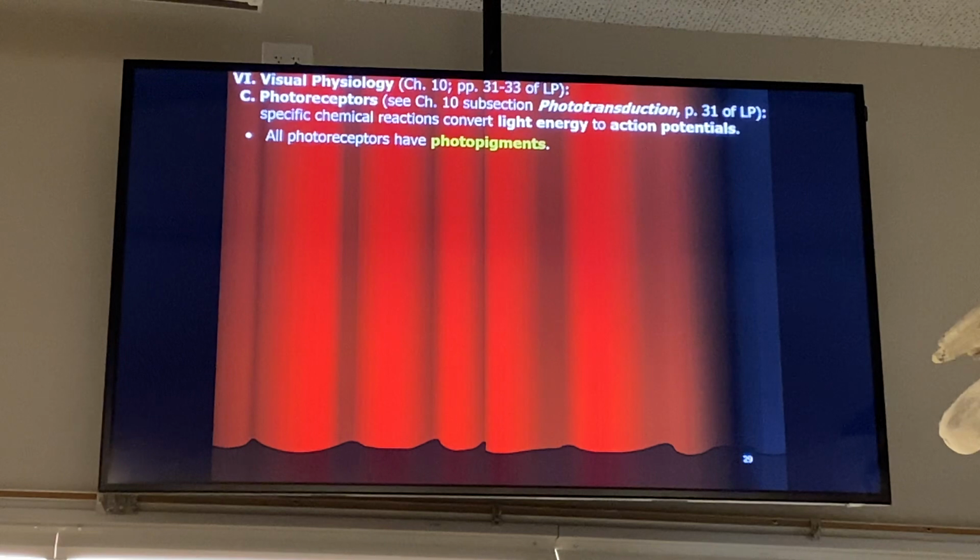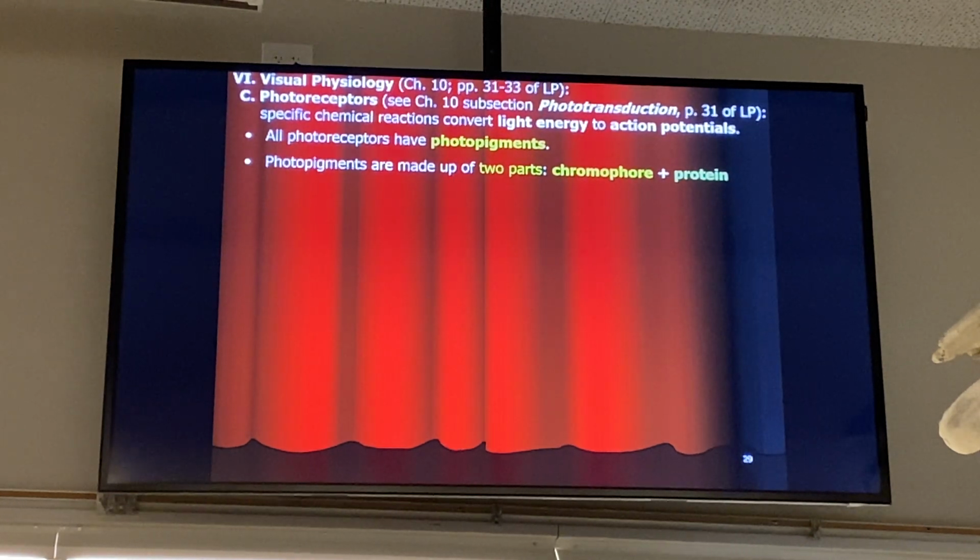All right, now this is the physiology. When we talk about visual transduction, transduction is how receptors convert physical energy into a neural signal. I would write that right now next to the slide. Visual transduction. All rods and cones have a photopigment. A plus B equals photopigment. Chromophore plus protein equals photopigment.